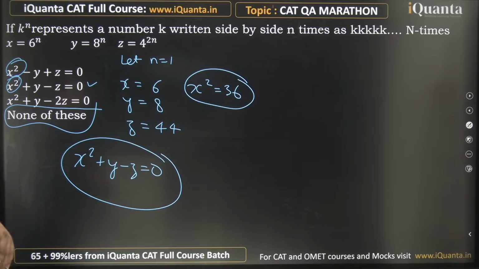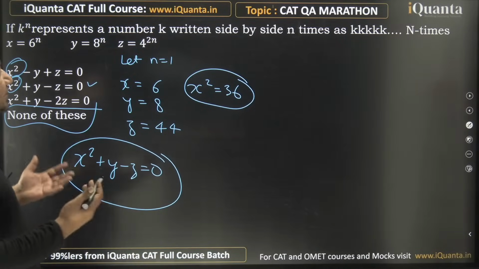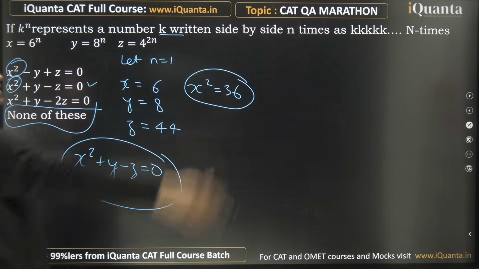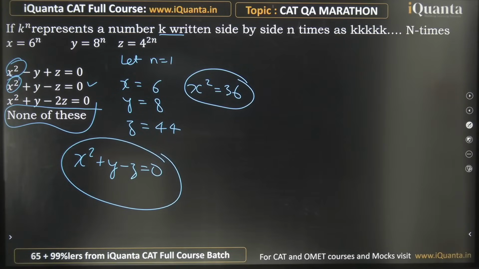Agrima says how z is 44. Agrima, that is what it means. A number to the power k means what? The number written side by side n times. So 4 to the power 2 is 4 written 2 times. That is 44.